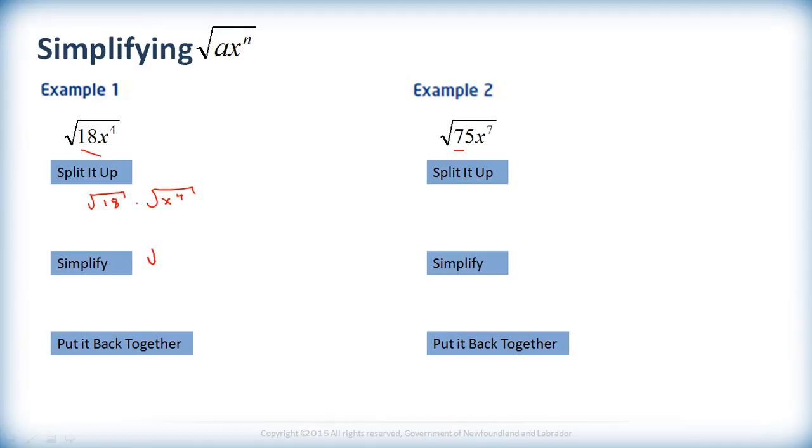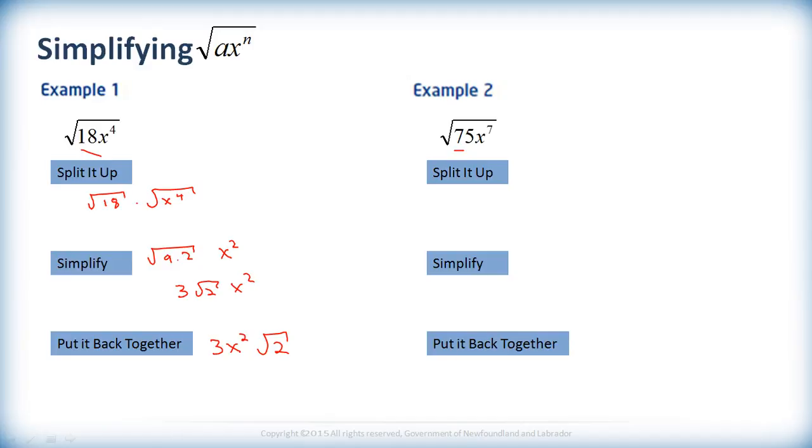So square root 18 we should know is square root of 9 times 2. And square root x to the power 4 we already know is x squared. So this is going to be square root 9 is 3, root 2, times x squared. We just throw all that back together. We usually write the radical at the end, so 3x squared times root 2. Okay, let's do another example.